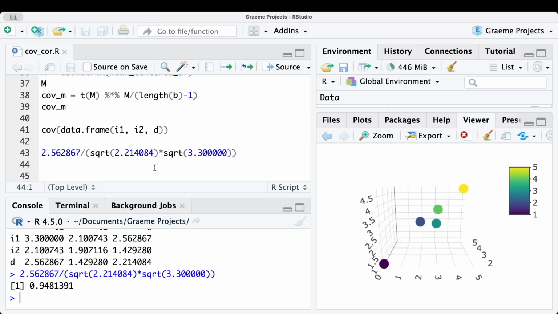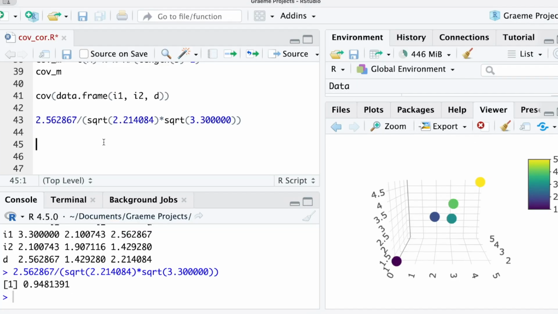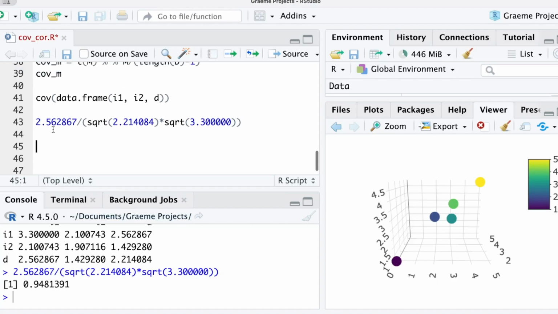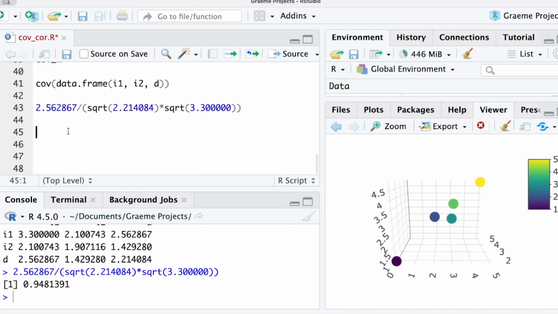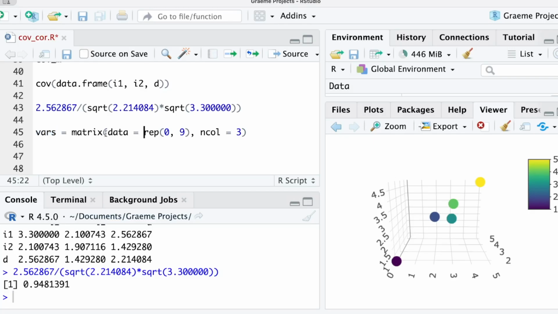With this correlation, you can also make a correlation matrix, just like we did with the covariance matrix. The way that's done involves a little bit more math than the covariance matrix did. We're going to start off by generating an empty matrix. I'm going to call this vars, and it's going to be populated with the variances from our covariance matrix. The matrix function in R can be used to generate matrices from pre-existing vectors.